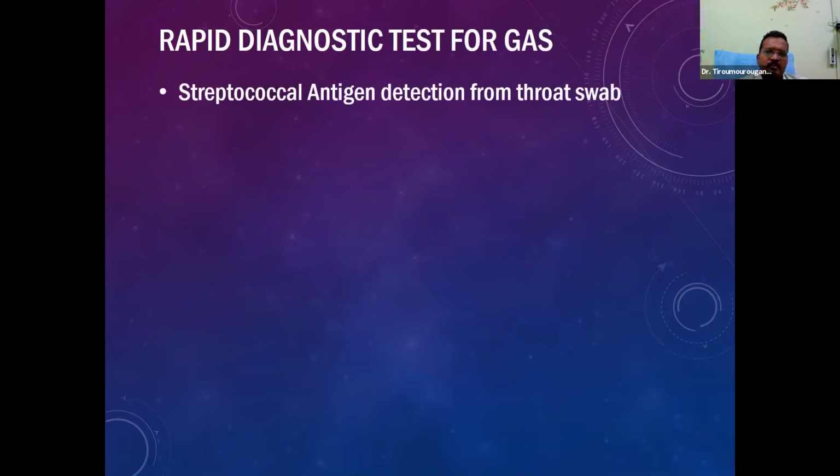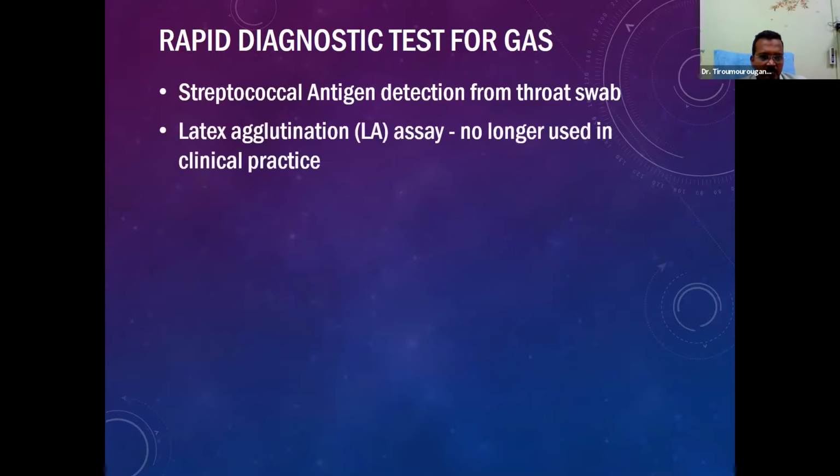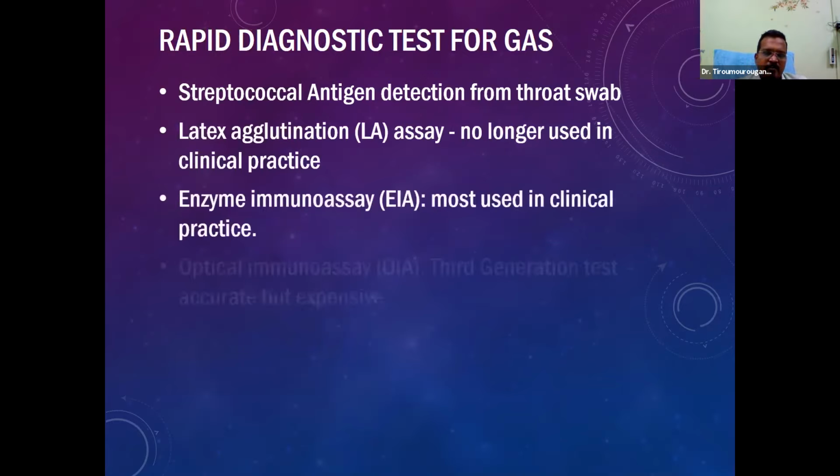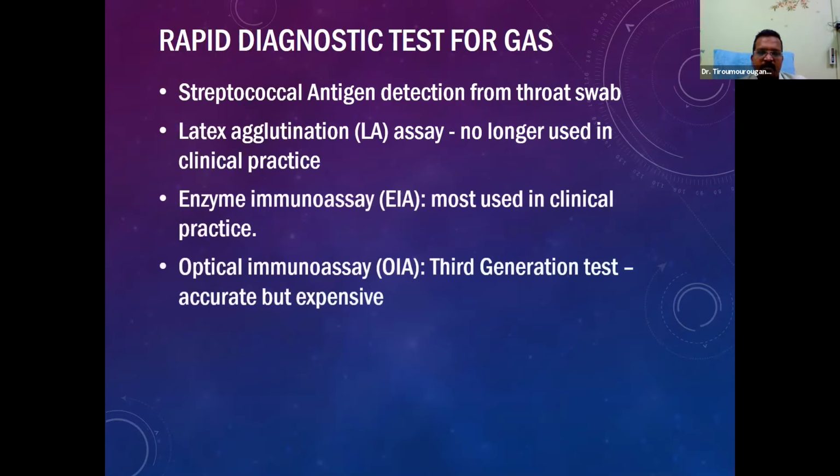So obviously we can think of doing a streptococcal antigen detection from a throat swab, except it's not widely available, at least with us. So there are 3 types of tests which have been developed so far. One is the latex agglutination assay, which no longer is used in clinical practice. The enzyme immunoassay is used in most places. It's widely available, but again, limited availability in our country. The third option is to go for the optical immunoassay, which is actually accurate but can be more expensive.